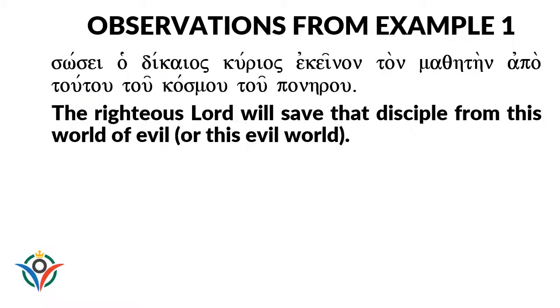I'd also want to take the opportunity now to speak about a few other things. And the first thing is the adjectives. So there are two adjectives in this text. The first one is dikaios, and the second one is paneiru. So let's look at dikaios. So dikaios there is in the nominative case. All right, so it's modifying kurios, which is Lord. So we translate it as the righteous Lord.